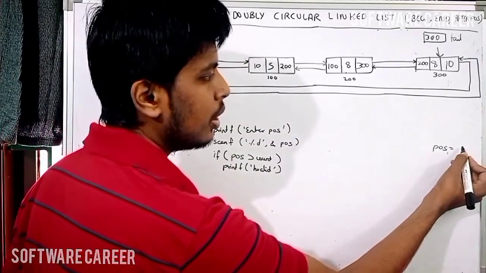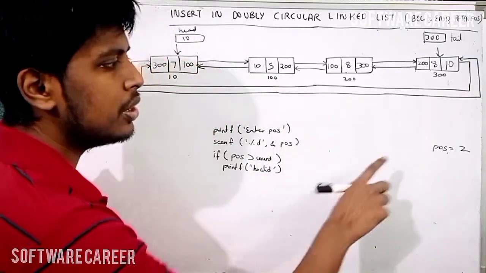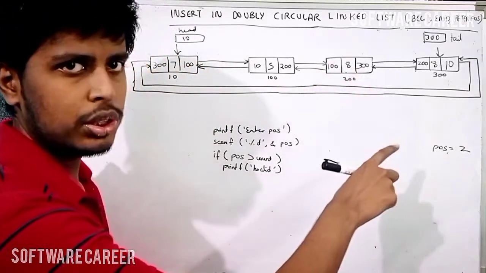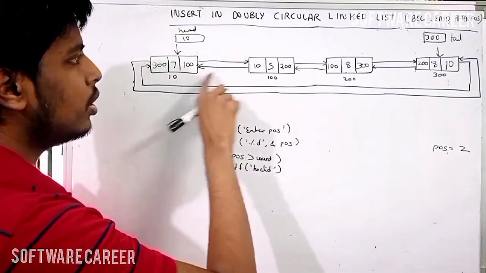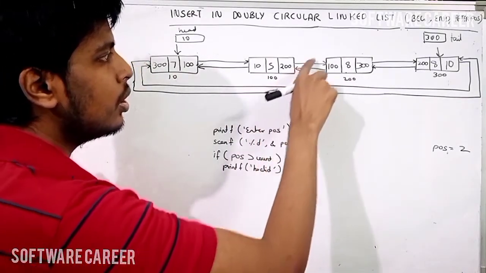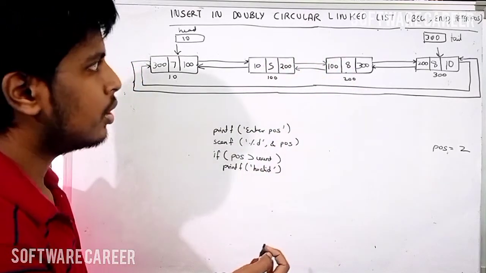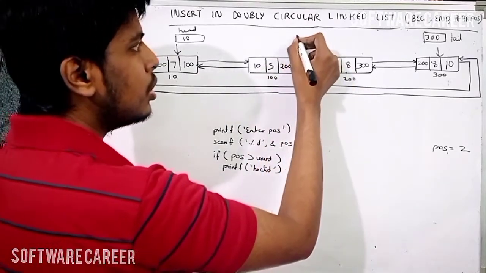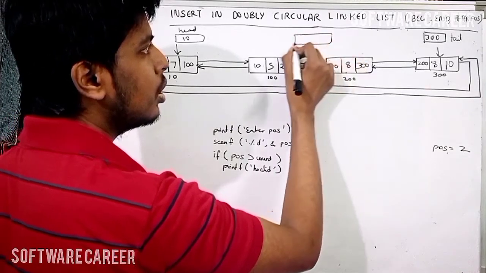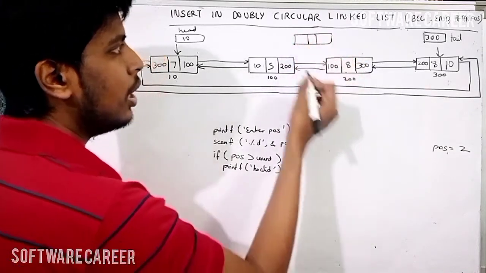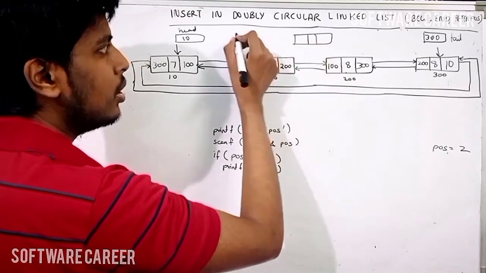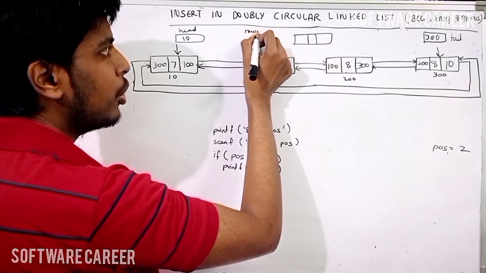Suppose the user enters 2, you should insert the node after the second position. So this is the first node, this is the second node. So this is the third node. In between of these two I should insert a new node. How to insert? See, first thing is I should create a new node by using the malloc function, and for accessing this node I need a pointer. So I am creating a pointer called new node.